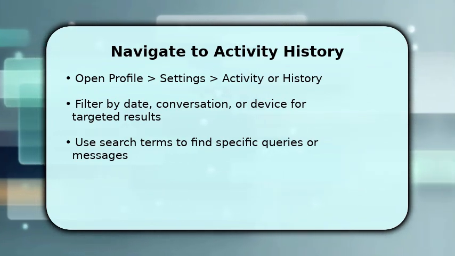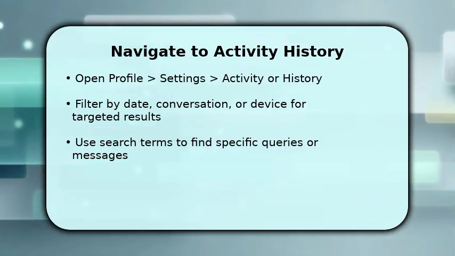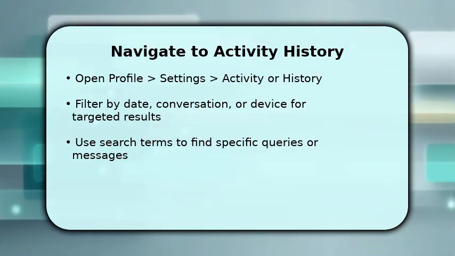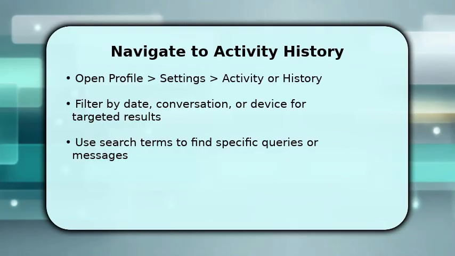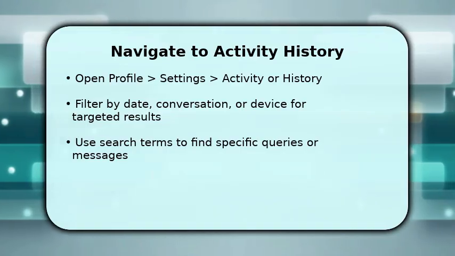You'll see filters. Use date ranges, conversation ID, or device filters to narrow results. This is how you isolate the exact exchanges. Make sure to type clear search terms to pull specific queries, because the timeline can be long. You can also export or copy items if needed. Understanding filters speeds up retrieval and reveals why certain items appear grouped together.